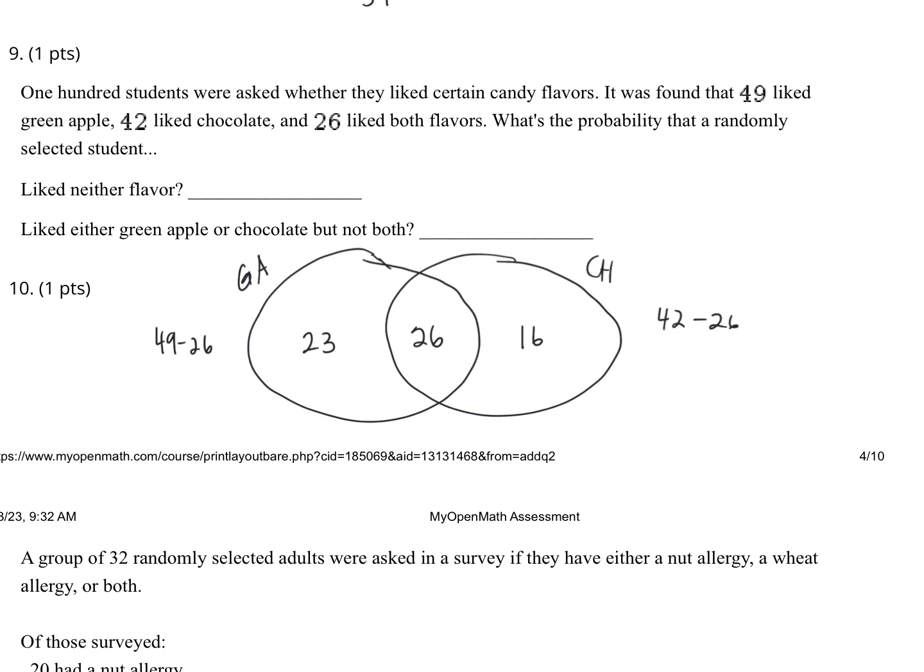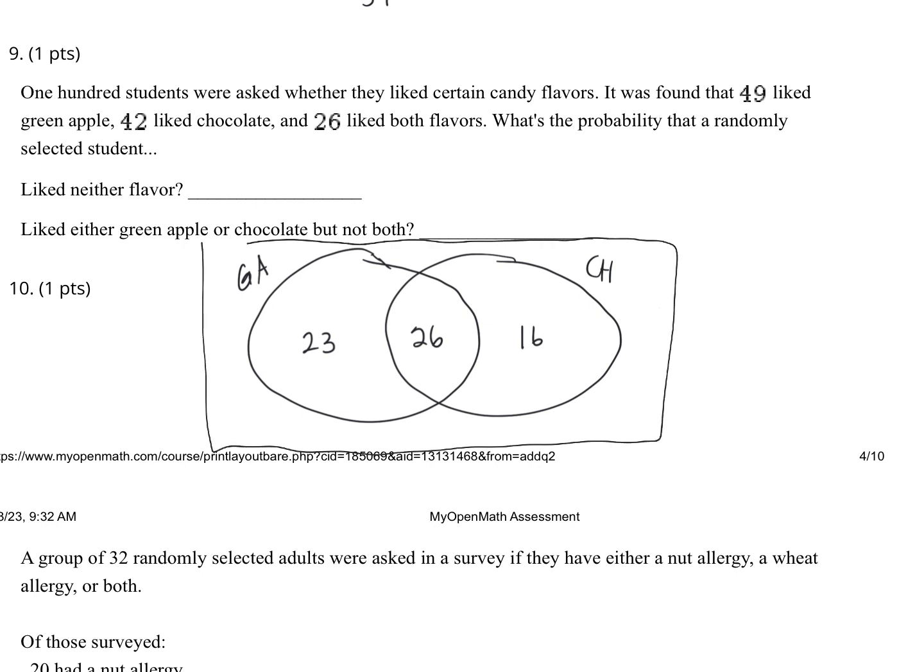Okay, so now the next thing is there's 100 students that were asked this question. So let me erase our side work here. So this is in a box of 100 students. So what we want to do is add up all the numbers in the Venn diagram. So 23 plus 26 plus 16 is 65. So 100 minus that 65 means that 35 students said they didn't like either of those flavors.